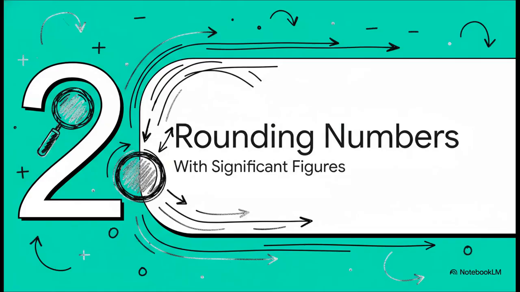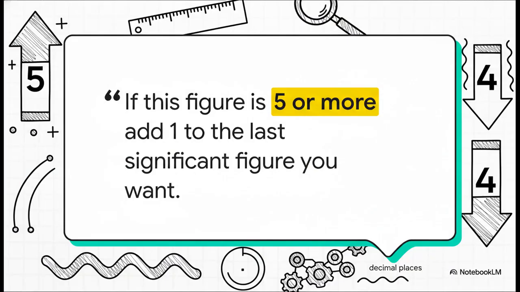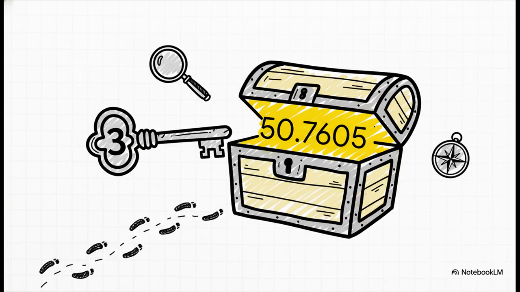Okay, great. So now that we know how to find the significant figures, how do we actually use them? Well, we use them to round numbers. This is where it gets really practical. And here is the golden rule of rounding that you've probably seen before. It's super simple. You just look at the digit that comes right after the one you want to keep. If that digit is 5 or more, you round up. Simple as that. All right, let's put this into practice and try one.